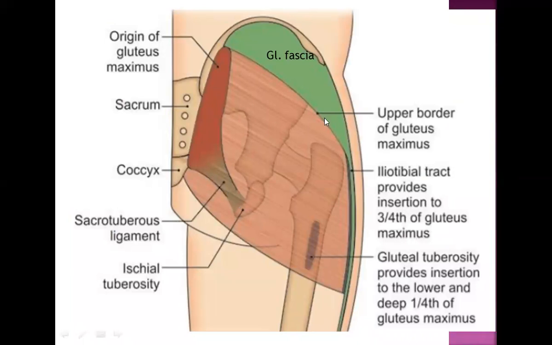And the insertion: three-fourths of the fibers get inserted into the iliotibial tract, which we had discussed in the previous class. And one-fourth of the fibers of gluteus maximus gets inserted into the gluteal tuberosity of the femur.